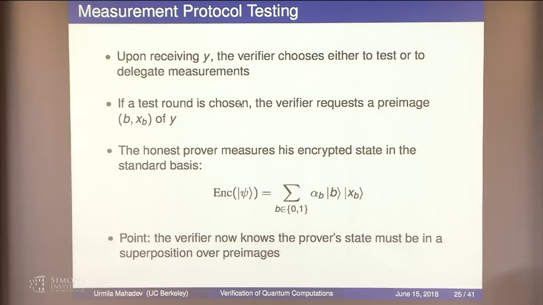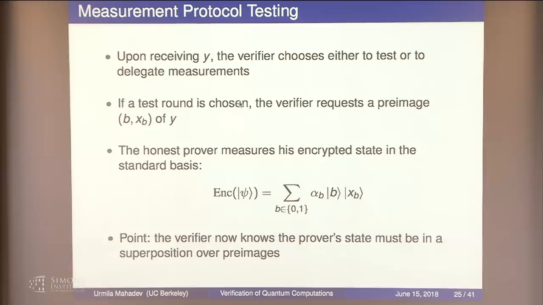If the prover was honest, this is the state he holds. He can measure it in the standard basis, and he'll obtain a pre-image. The point of this is that now the verifier has controlled the prover's behavior to a very small extent. So he knows that the prover applied the function and holds a pre-image of the function. So this is the point of the test round.